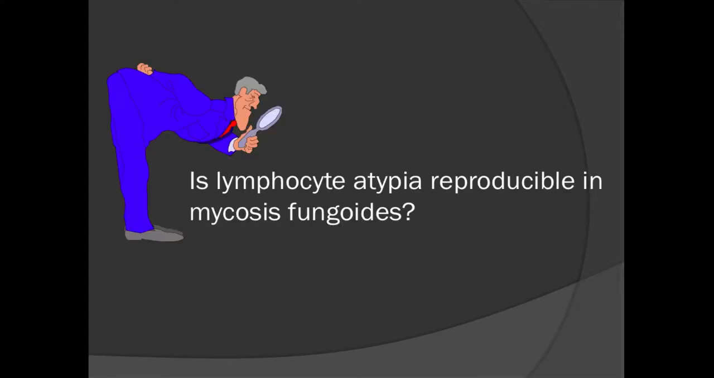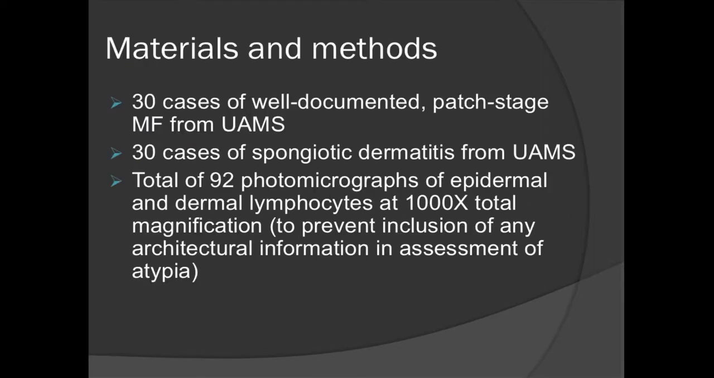Prospectively, I haven't done this study because I'm no longer in a place where we have an MF patient every week. Is lymphocyte atypia reproducible? This was kind of a bombshell study because if you read every article and you listen to everybody in the world, they talk about, well, clearly they have atypical lymphocytes in mycosis fungoides. And I thought, well, what if you didn't have architecture? What if you just had cytologic atypia? Is it there or isn't it? Can you actually say there really is lymphocyte atypia that can distinguish MF cells from reactive T cells? Because I think reactive T cells can look pretty atypical.